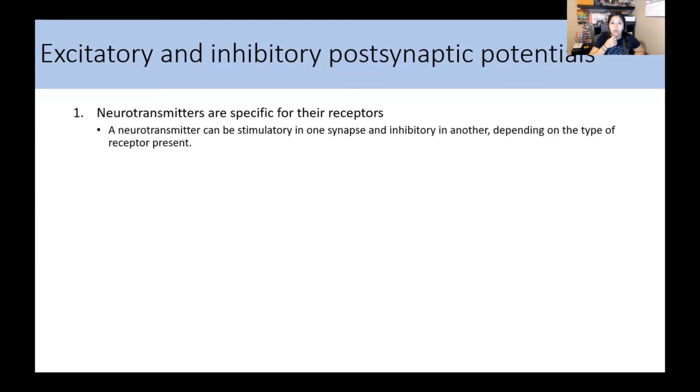We've talked about this before, that acetylcholine receptors can only bind acetylcholine. Serotonin receptors can only bind serotonin. GABA receptors can only bind GABA. So neurotransmitters are very specific to their receptors. They will only bind to certain receptors. So a neurotransmitter can be stimulatory in one synapse, while it's inhibitory in another. So it depends on the type of receptor that's present. Okay? So you can have receptors for a particular neurotransmitter that can excite and stimulate that particular cell, or it can inhibit it or keep it from firing an action potential.